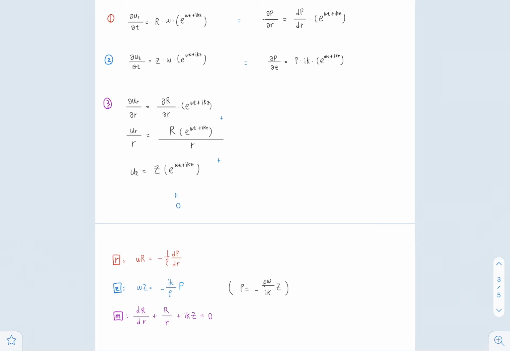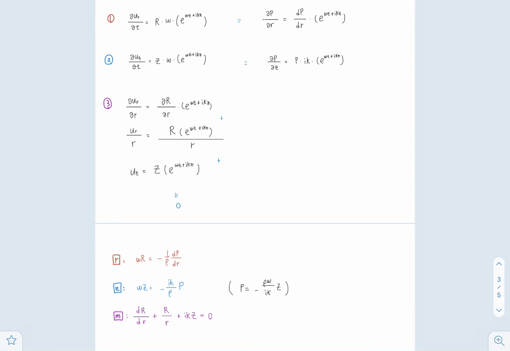So for r, we get omega r is minus 1 over rho dp dr. And we can write similar equations for z and m, where for z, it's omega z equals minus ik over rho times p. What's important about the z equation, it might not look very important here, but you will notice that it does not contain any derivative term. Therefore, we can simply say that p and z are now expressed as a simple functional relationship with respect to the parameters rho, omega, i, and k.